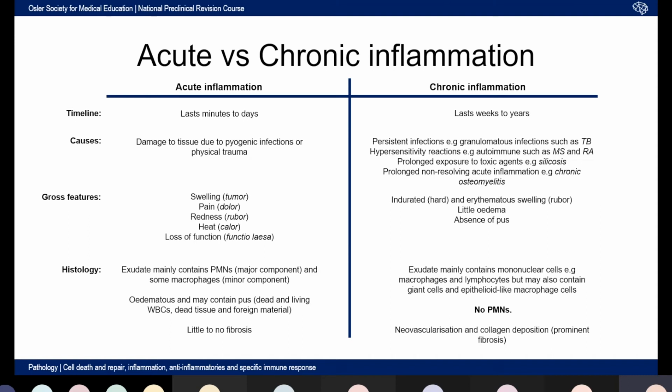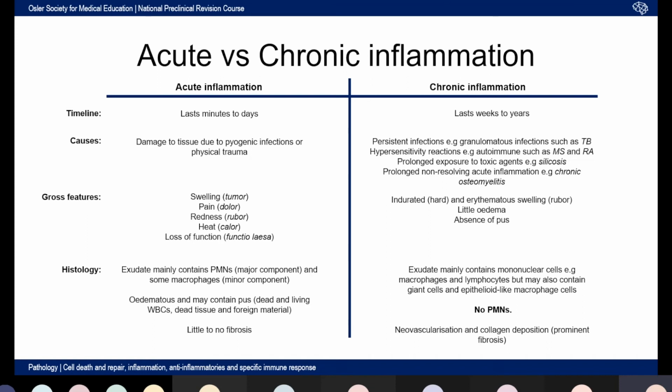Okay, so the last thing we're going to talk about is the difference between acute and chronic inflammation. There are 4 ways you can say the differences are. The first difference is timeline. Acute inflammation lasts for a few minutes to days, whilst chronic lasts for weeks to years. And the reason for that is more the causes of it, so it's a direct consequence of that.